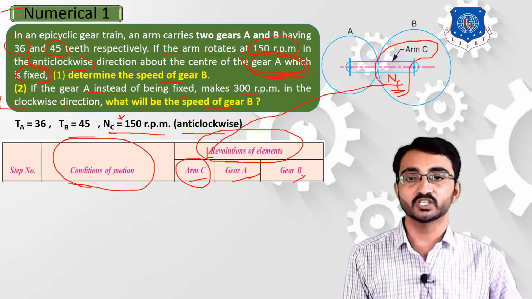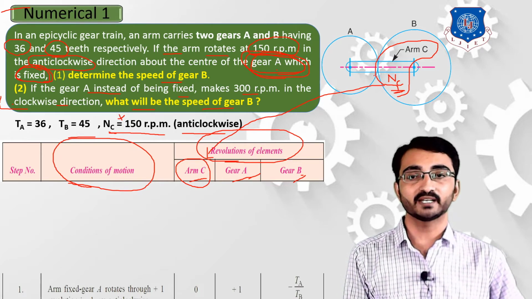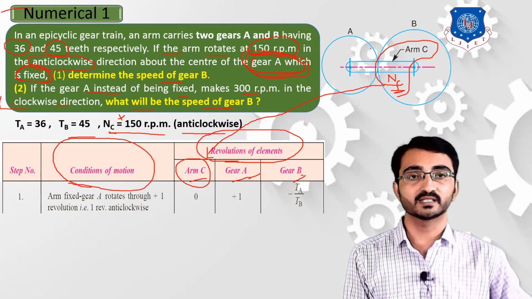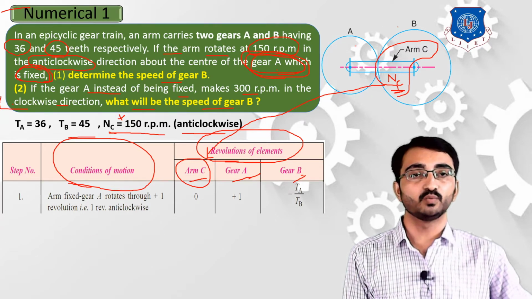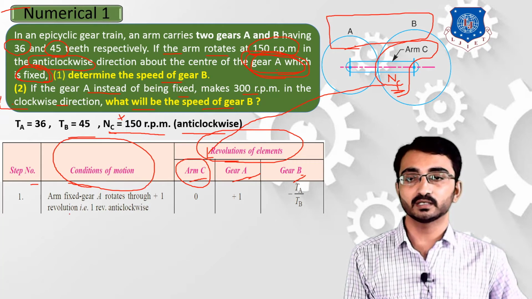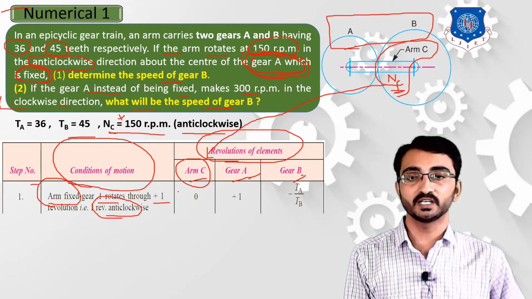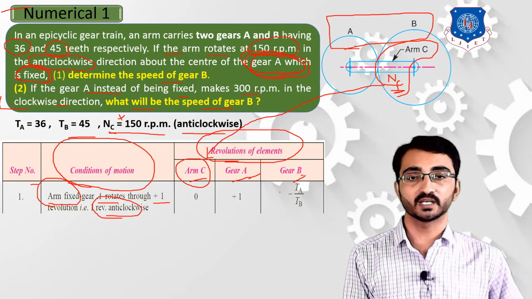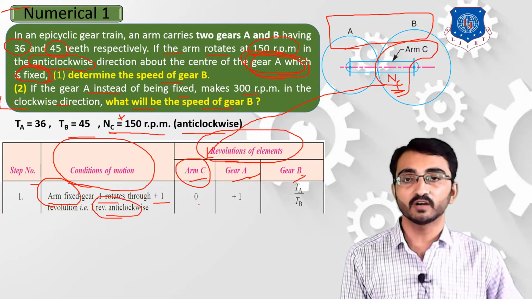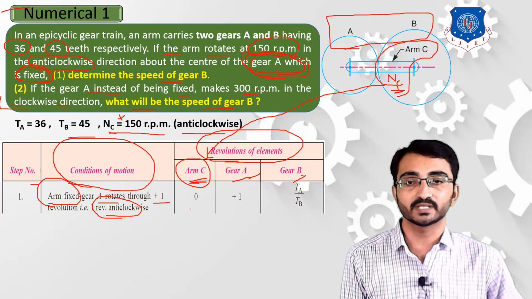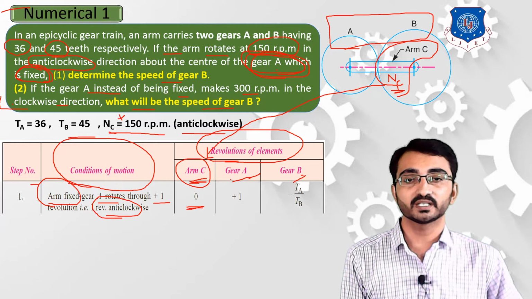Now the first condition of motion: we will always consider that our arm is fixed. In that case your gear A and gear B will form a simple gear train. So in this numerical, your arm is fixed, and gear A is rotating plus one revolution in anti-clockwise direction, and similarly you can derive the equation for gear B. So let's find out values of speed. Here arm is fixed, so we put 0 over here. Your gear A is rotating with plus 1 RPM, so over here we consider plus 1.